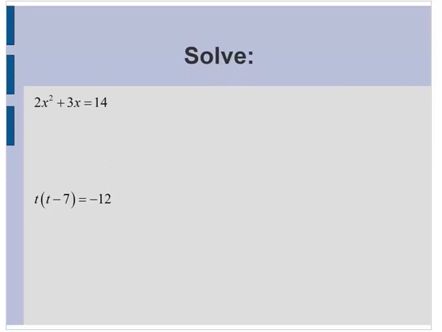Alright, so now a couple of more general equations. Here we have 2x squared plus 3x equals 14. So now notice in all of the previous equations, the one side of the equation was always a 0, and it must be a 0 to apply that property. So all I will do here is subtract 14 from both sides. And that gives me equivalently 2x squared plus 3x minus 14 is 0.